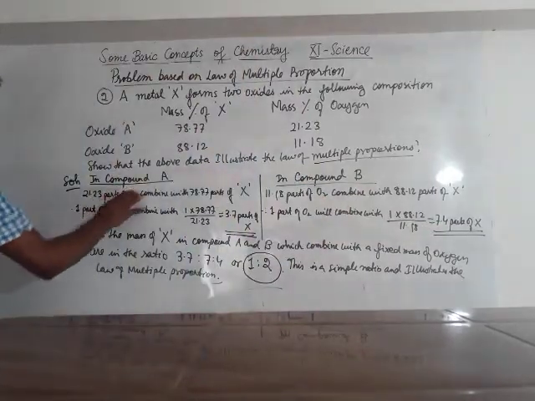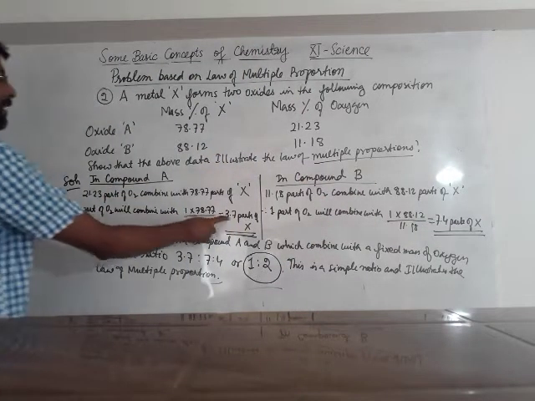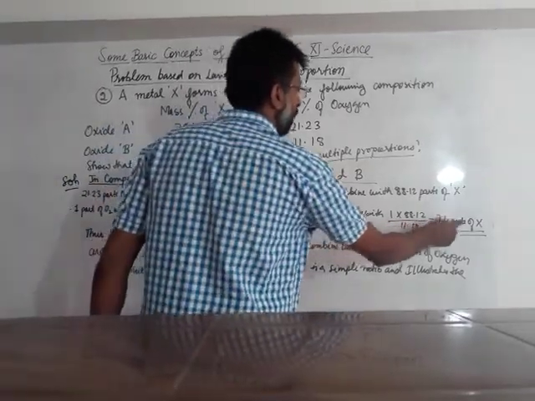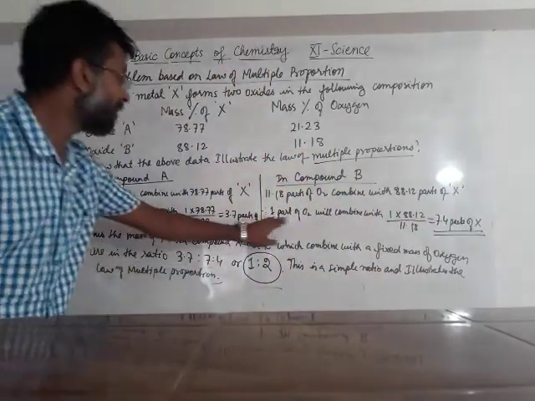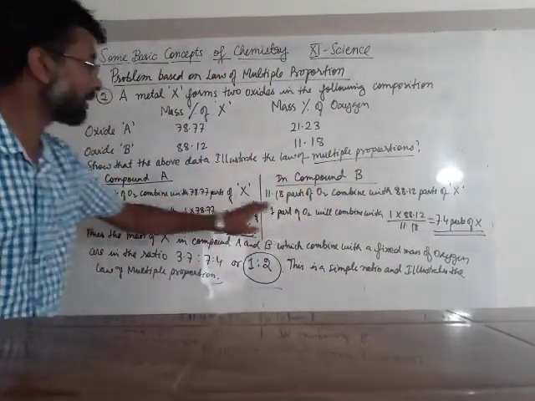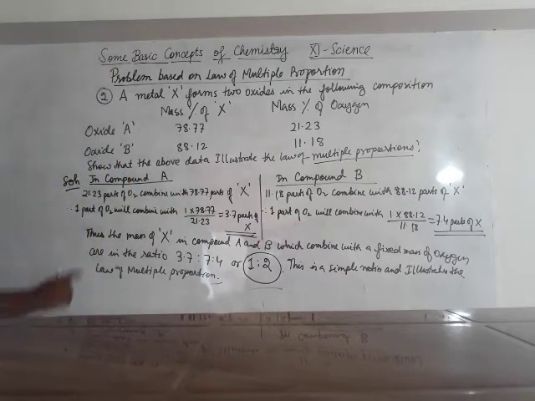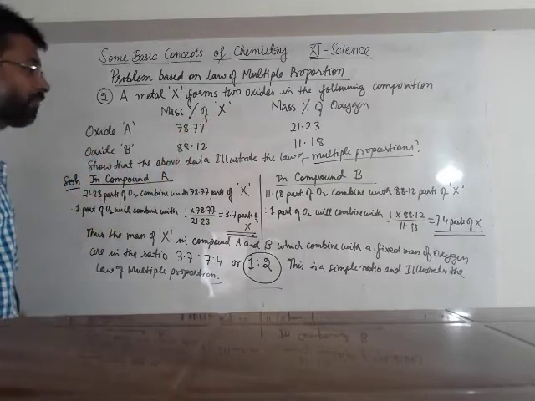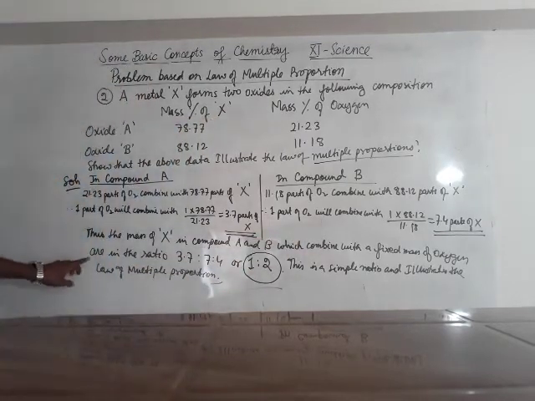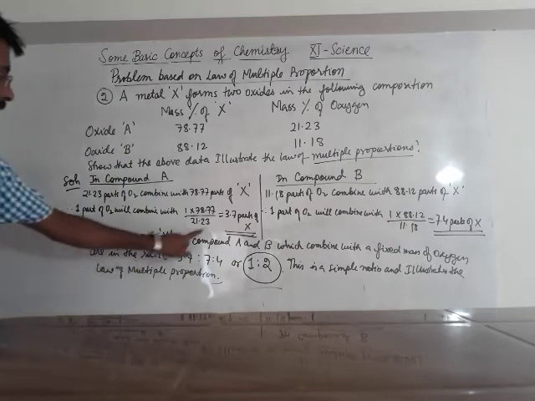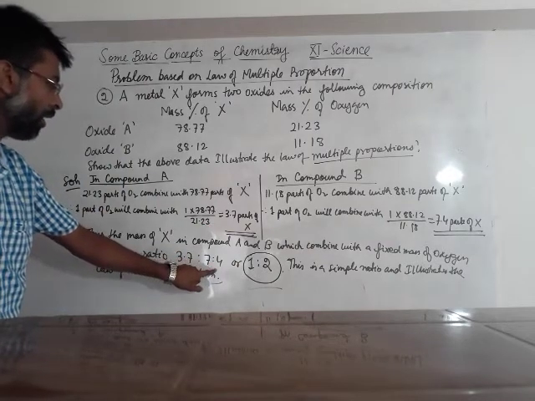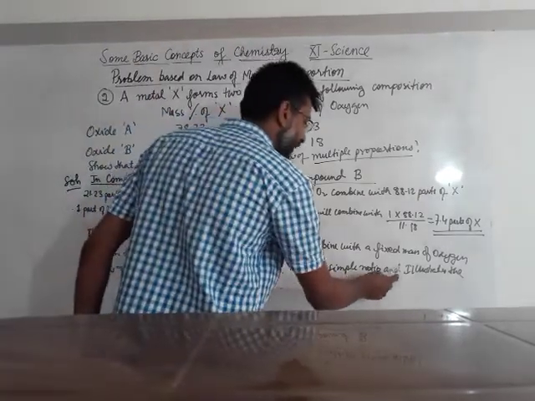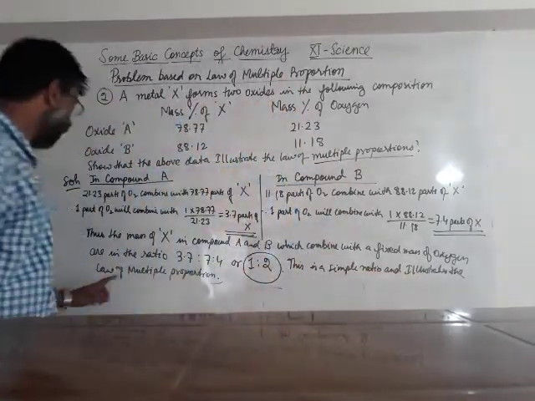In compound A, one part of oxygen combines with 3.7 parts of X. In compound B, one part of oxygen will combine with 7.4 parts of X. The amount of oxygen is the same for both the compounds. Thus the mass of X, which combines with the fixed mass of oxygen, can be brought down in a ratio like this. This 3.7 is to 7.4, which is a simple ratio. It is coming to 1 is to 2. This is a simple ratio, and the above data illustrate the law of multiple proportion.